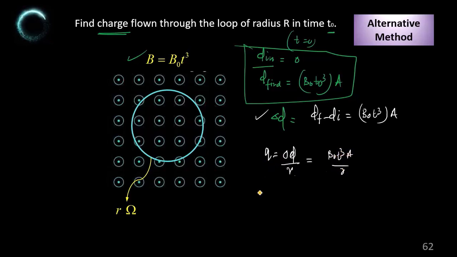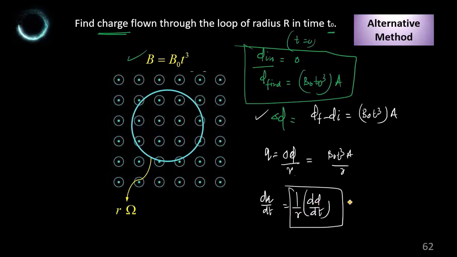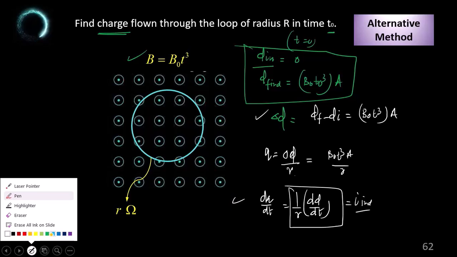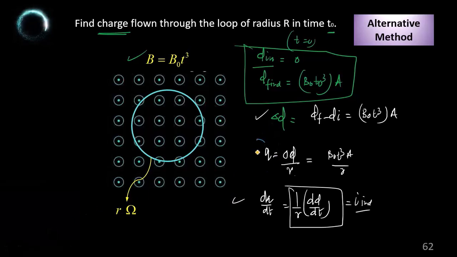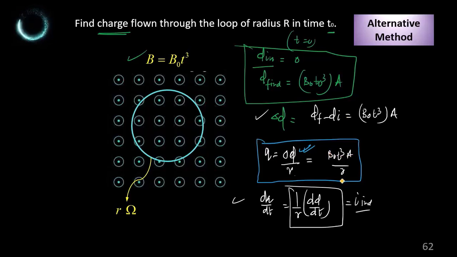Because if I do the differentiation, dq dt should be equal to how much? d phi dt divided by R. That number is I induced, and that is equal to dq dt. So without doing any kind of integration or differentiation, I can calculate the Q number by simply calculating the total change in flux. The answer remains the same, that is B naught T cube A divided by R.